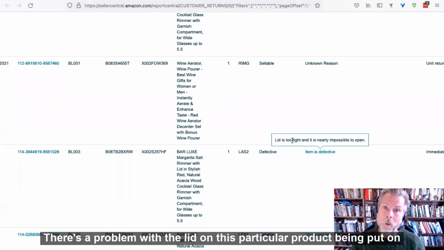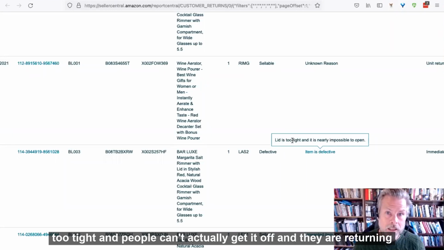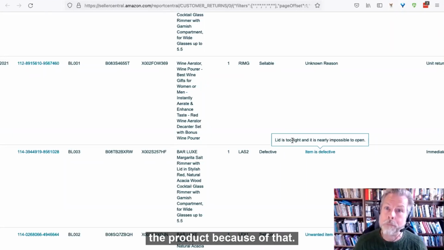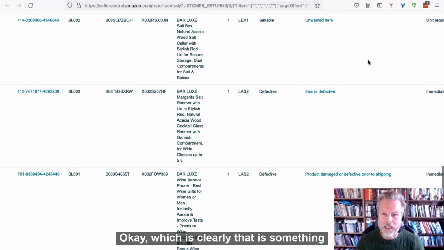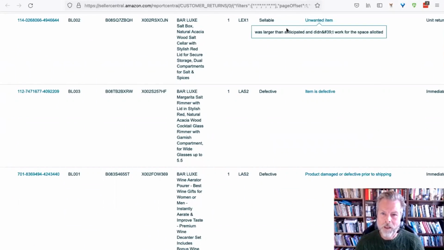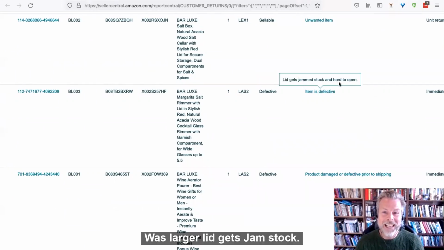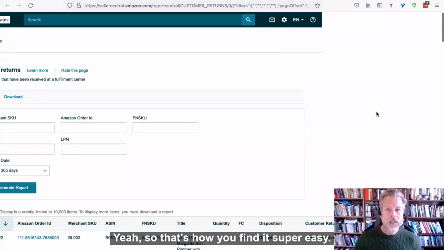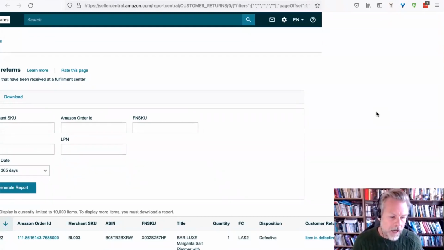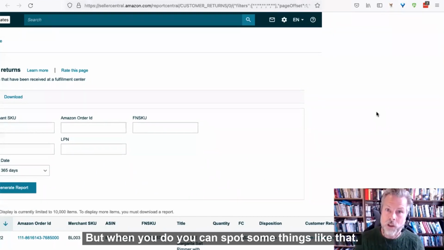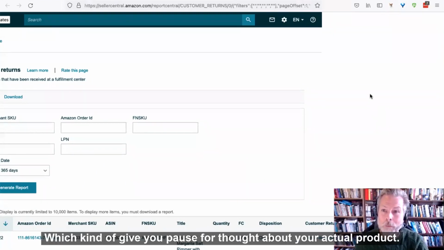There's a problem with the lid on this particular product being put on too tight and people can't actually get it off, and they are returning the product because of that. Lid gets jam stuck. That's an issue. Yeah. So that's how you find it. Super easy. You're not always going to get the information, but when you do, you can spot some things like that, which kind of give you pause for thought about your actual product.